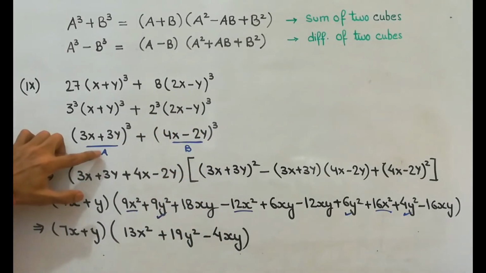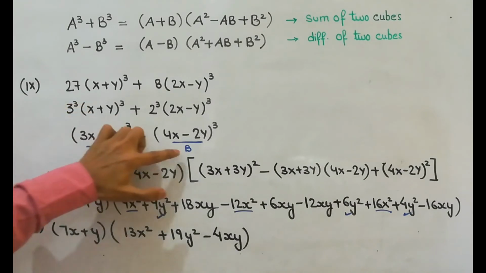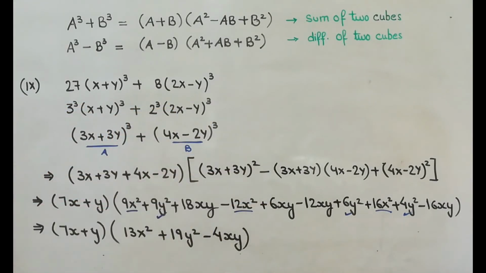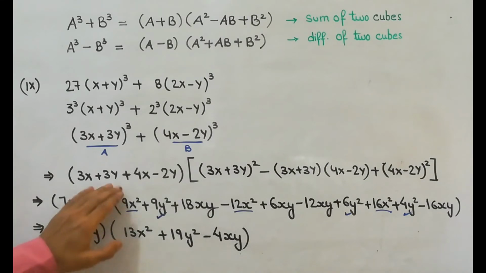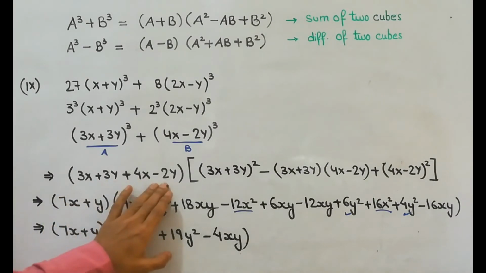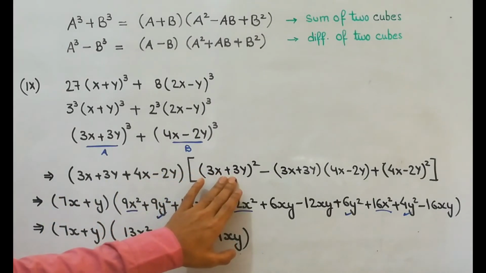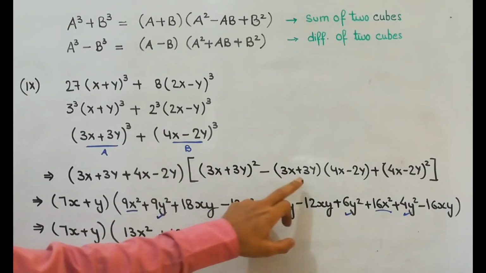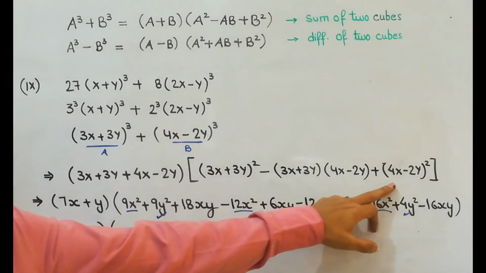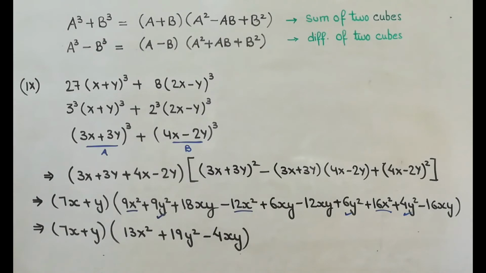Now we got it in the form a cube plus b cube. So we applied the formula for a cube plus b cube. In the first bracket we have got a plus b. In the second bracket we have got a square minus ab plus b square. And then you open the bracket and solve it. So this is clear to you. You can pause and note it down.